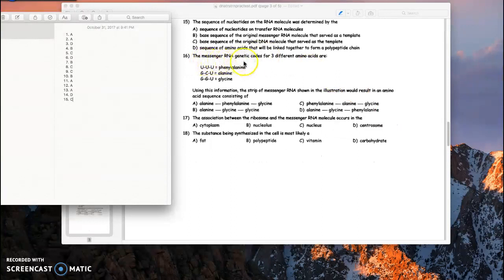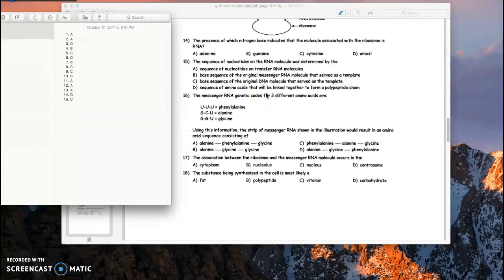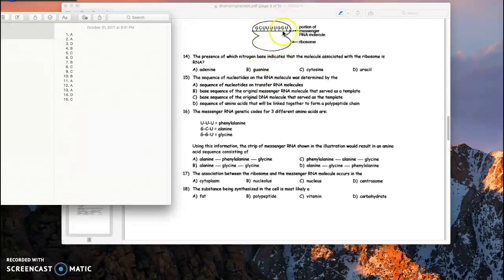So the messenger RNA genetic code is for three different amino acids. If it's UUU, then it's phenylalanine. If it's GCU, then it's alanine. If it's GGU, then it's glycine. So using this information, what does this code for?